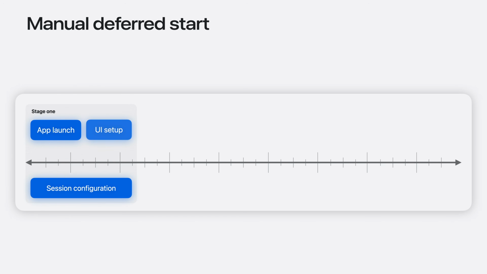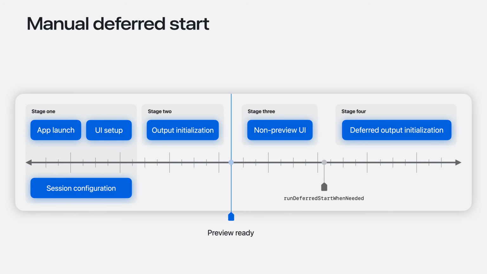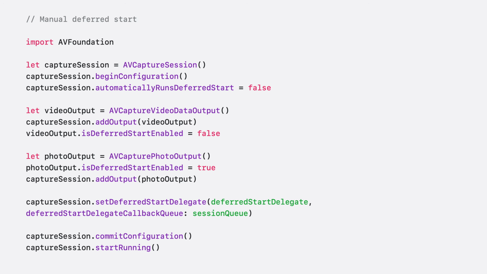With manual mode, the sequence changes. Once the app finishes startup work, such as creating non-critical resources, call run deferred start when needed on the capture session. This tells the system it can run deferred start. To opt into manual mode, set automaticallyRunsDeferredStart on AV Capture Session to false.